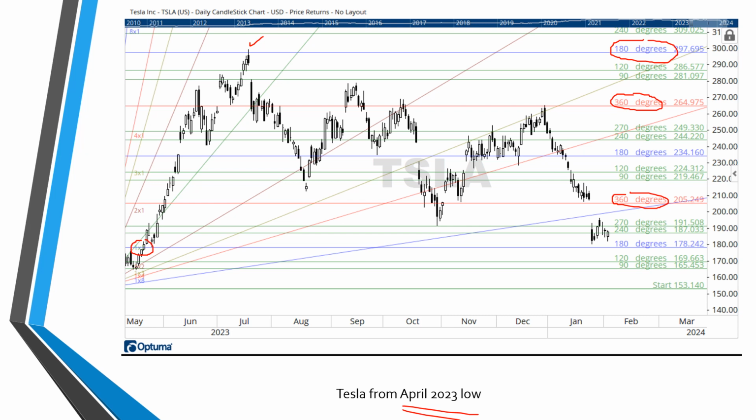Where did it fall back down to? Right back down to very nearly that 360-degree point. But more importantly, 1x2 Gann fan line found some support. And it's common to see price temporarily dip for a trading session or two below some of these lines, but it recovered and it started to rally again, generally following the slope of that 1x2 line.